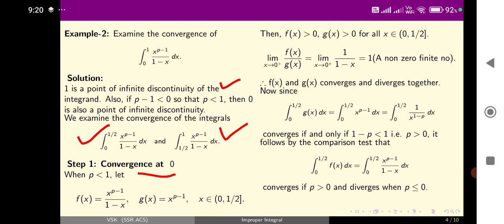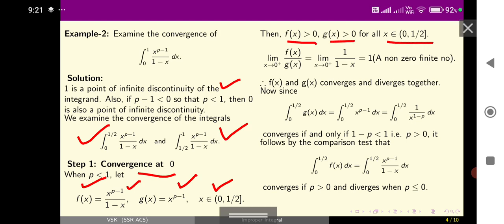Let us suppose that f(x) is equal to x to the power p minus 1 upon 1 minus x, and we suppose the function g(x) as x to the power p minus 1 when x belongs to this interval. Then clearly f(x) is greater than 0 and g(x) is greater than 0 on this interval, and when we find the limit as x tends to 0 plus of f(x) by g(x), we get the limit as x tends to 0 plus of 1 upon 1 minus x, which is equal to 1, a non-zero finite number.